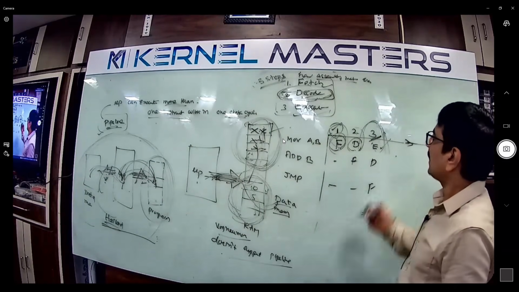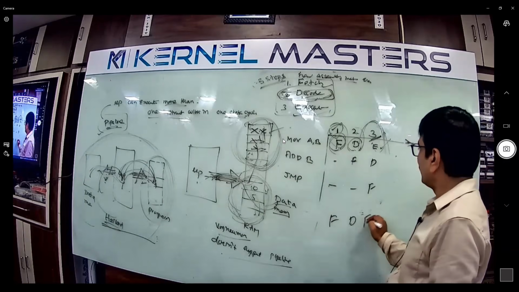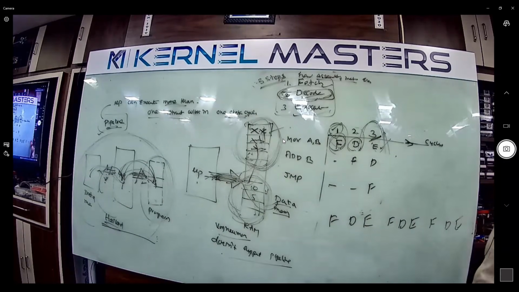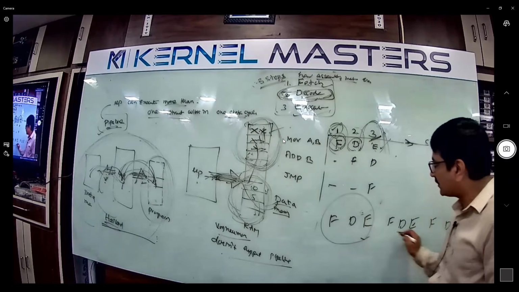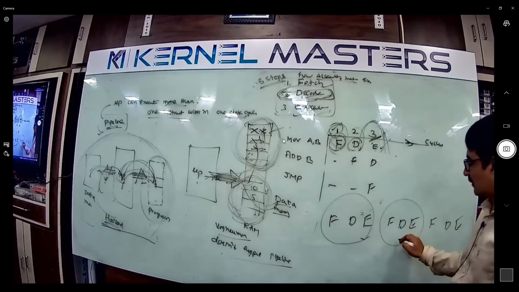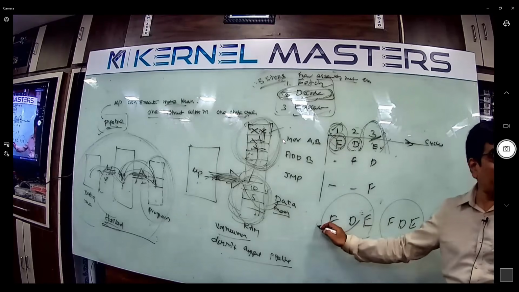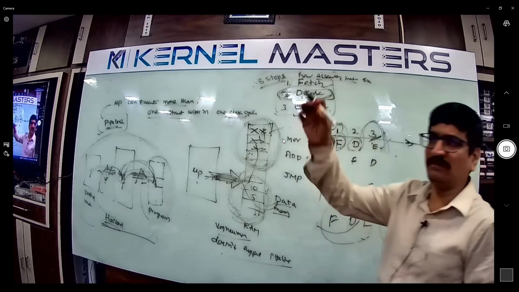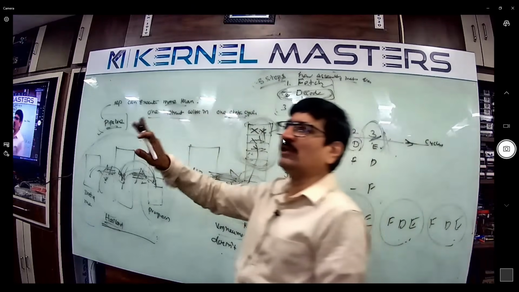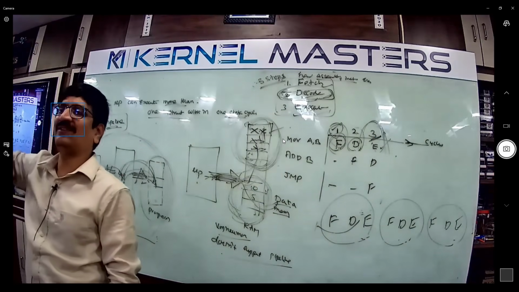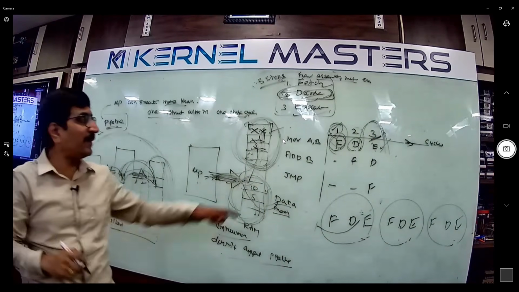First instruction FDE, then only the next instruction FDE, then the next instruction FDE, like that. The first instruction completes, then only the second one starts. The second one completes, then only the third one starts. There is no pipeline. The entire first instruction completes (fetch, decode, execution) and then only the second one starts. But here, what happened? Simultaneously, because every instruction has 3 stages.